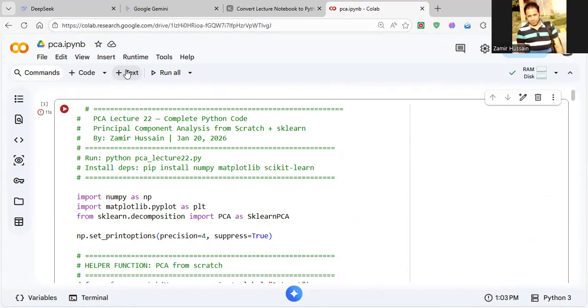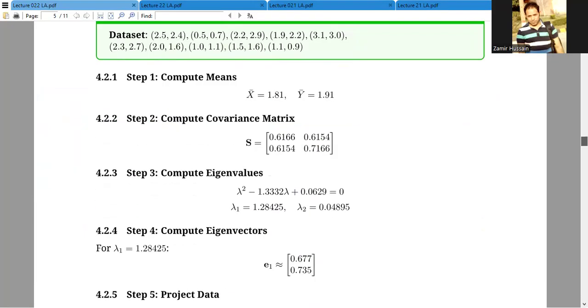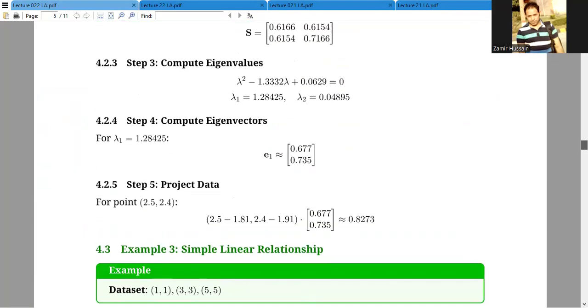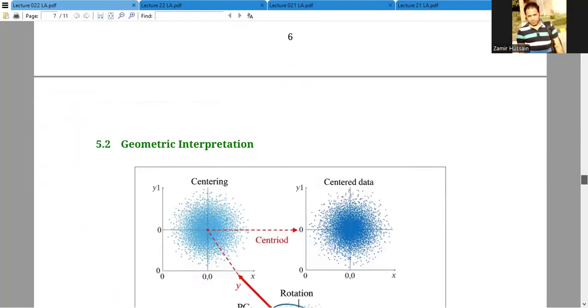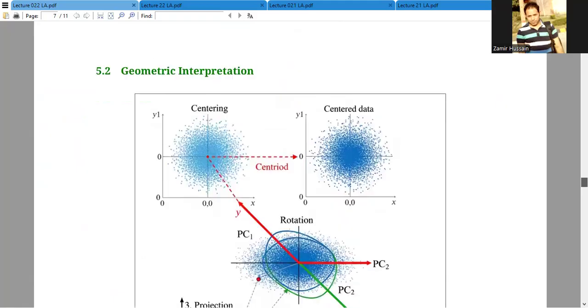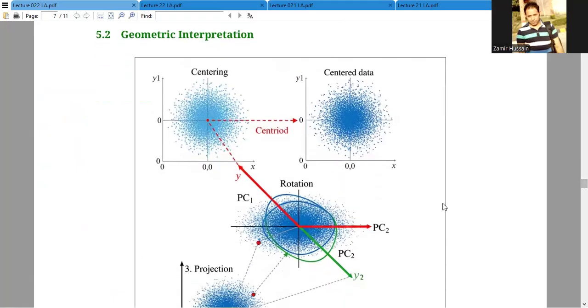Moving on to my lectures, in the PDF. Okay. The next lecture covers the two data set and three data set examples. In these examples we solve manually and also solve with Python code. In the next lecture we will discuss and understand this picture, the output of this Python code.